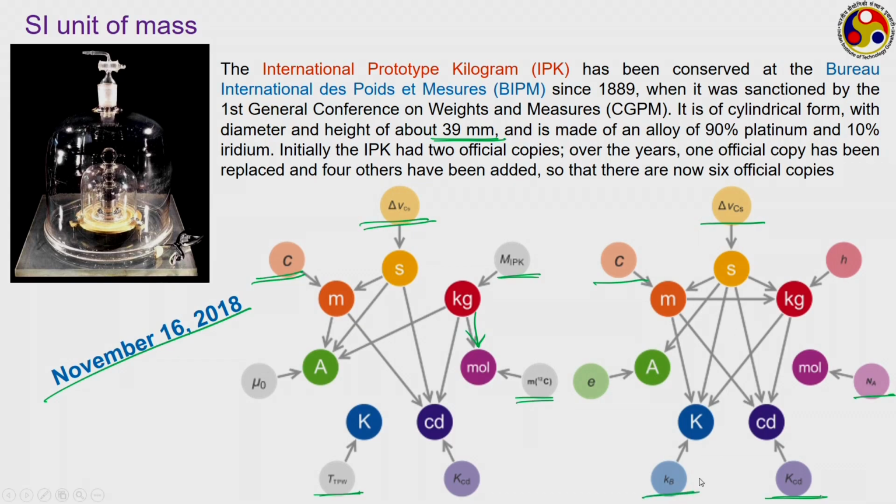What is kb? Can you guess? I am sure some of you may be able to guess this. This is the Boltzmann constant, but actually the measurement of the Boltzmann constant depends upon the measurement of all three fundamental ones, that is length, time and mass. So it becomes dependent on all three of them, whereas it was independent in the previous case.